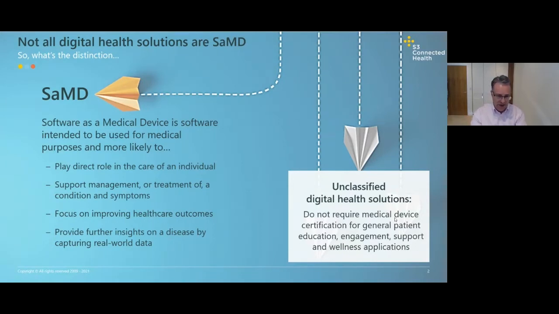Now, as many of you probably know, what classifies SaMD is not always obvious, but in general, a solution is likely to be classified as SaMD if it plays a direct role in the care of the individual, if it supports the management or treatment of a condition or symptoms, if it focuses on improving the healthcare outcomes, or if it provides further insights on the disease by capturing real-world data or real-world evidence.